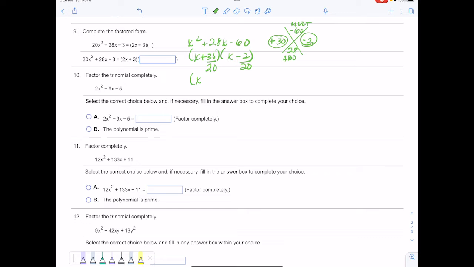So 30 divided by 20 reduces to 3 over 2. And 2 over 20 reduces to 1/10, because 2 divided by 2 is 1, 20 divided by 2 is 10. If they don't divide evenly, the numbers on the bottom just go to the top. So this would be 2x plus 3, which is this factor here, and the missing factor then would be 10x minus 1.